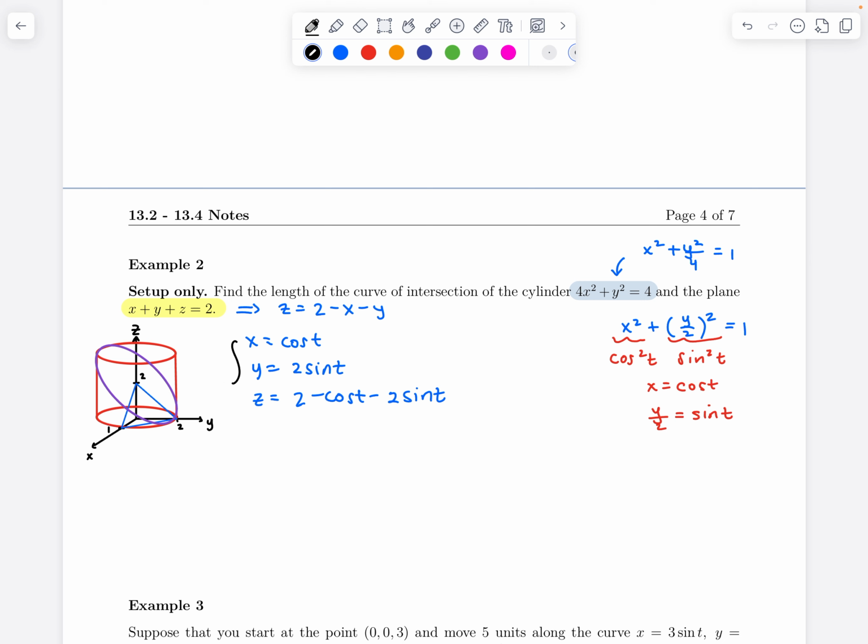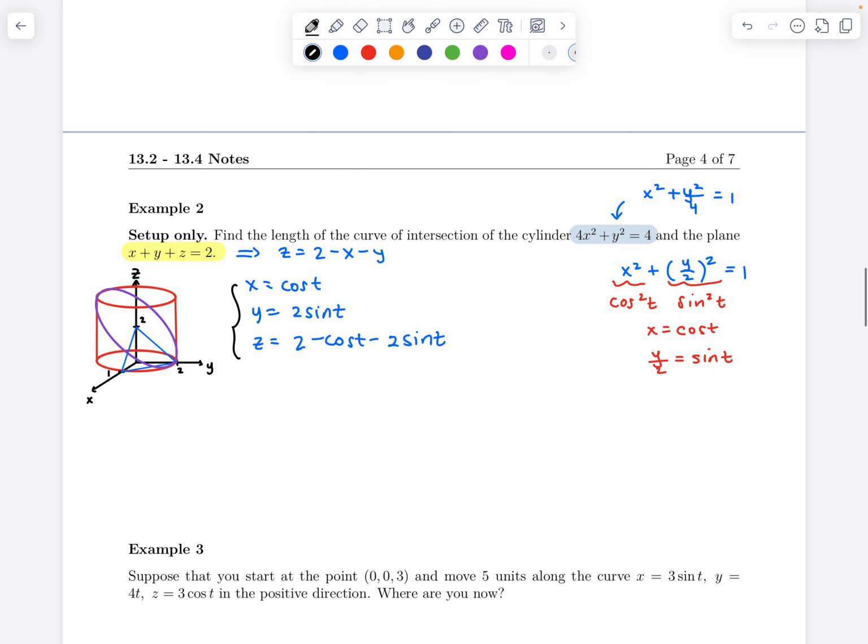So those are my parametric equations, which tells me that the vector function associated with this curve of intersection is the vector function cosine t, 2 sine t, 2 minus cosine t, minus 2 sine t. So now I am ready to use my arc length formula if I can figure out what t needs to range between in order to traverse the curve exactly one time.